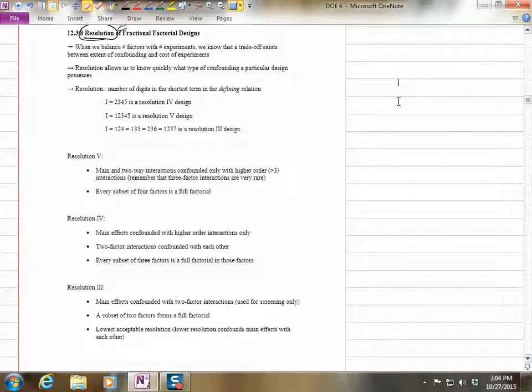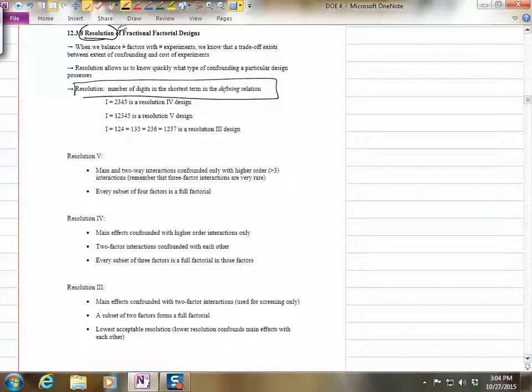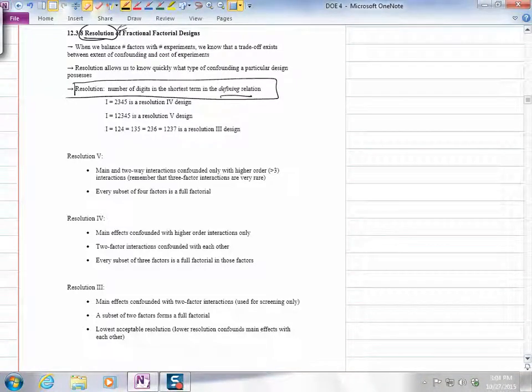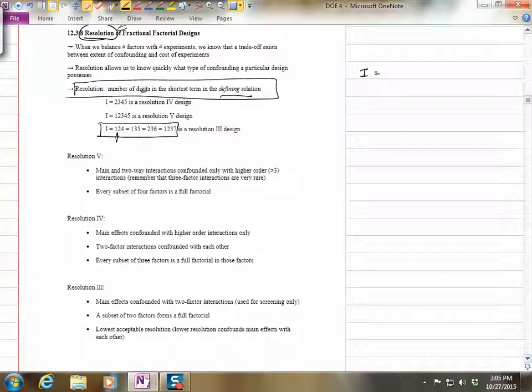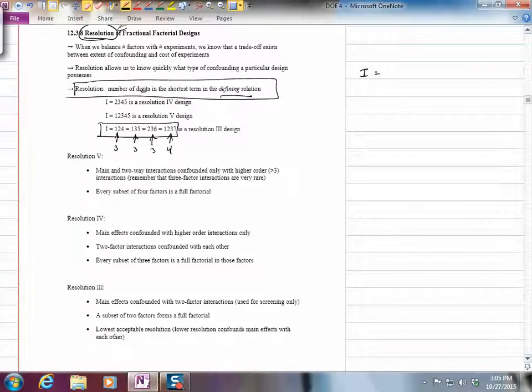Resolution. So how we calculate the resolution of the design is we look at the defining relation. So I equals whatever, and we count how many digits is the shortest one of the terms in that defining relation. So let's go down here. So if we look at this defining relation, we have 3 digits in that term, 3 in that one, 3, and 4. So the shortest term has 3 digits, and therefore it's resolution 3. So we'd say that's a resolution 3 design.